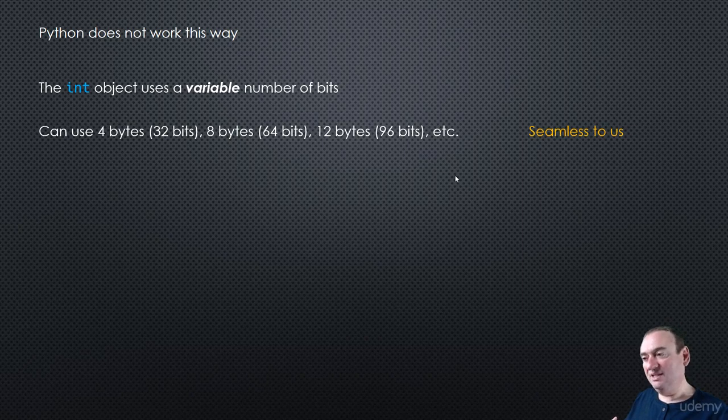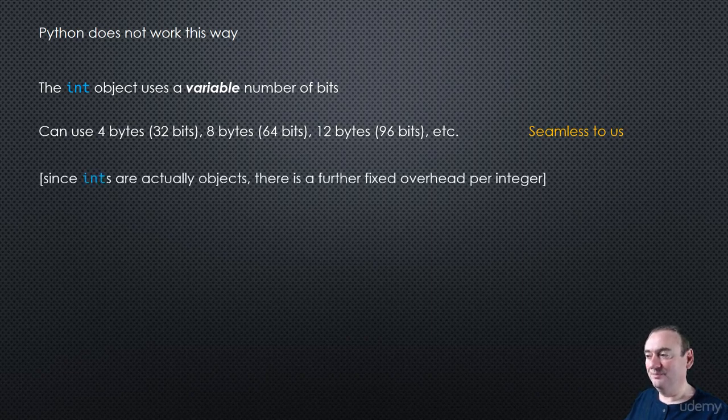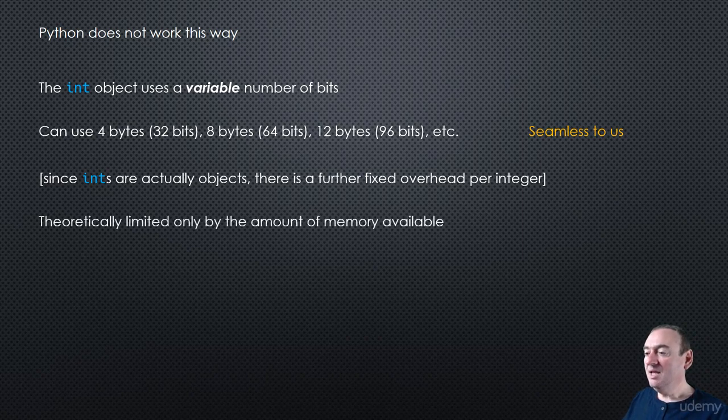So it's kind of important and interesting to know what's going on behind the scenes, right? It's doing that division of the number up into multiple bits, and it keeps increasing the number of bits as it needs to, but we don't have to actually think about it as we're writing our code. Now, since integers are actually objects, there's also an overhead associated with each of those. We'll see that in the code section. But theoretically, how big can an integer become in Python? Well, it's limited by the amount of memory that you have available for the program.